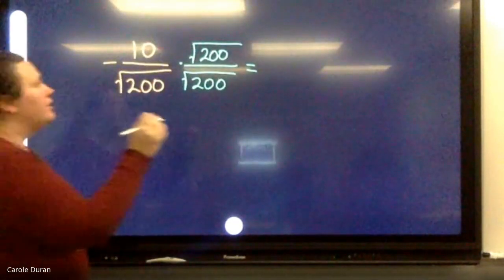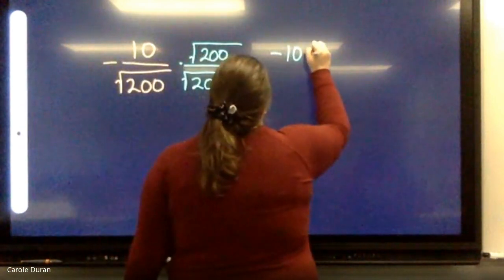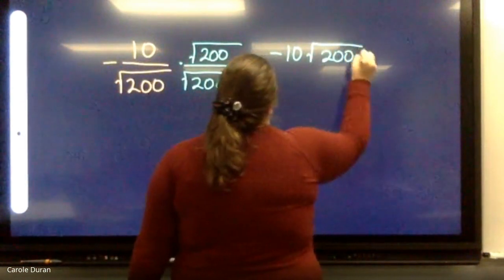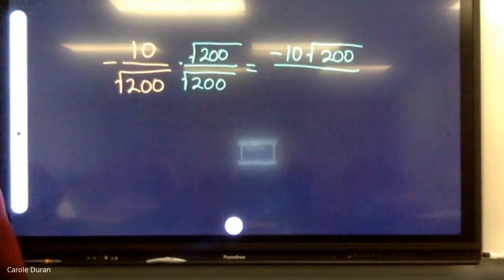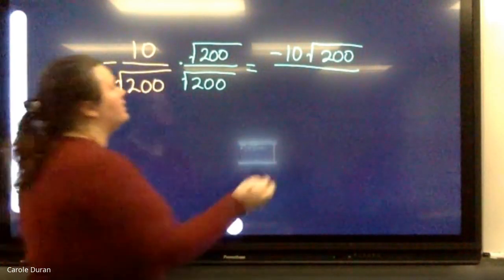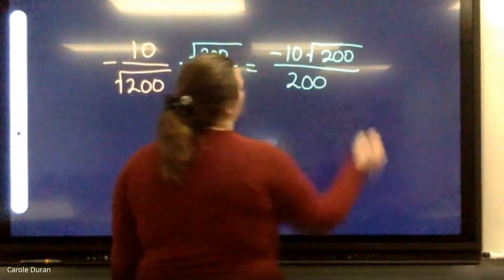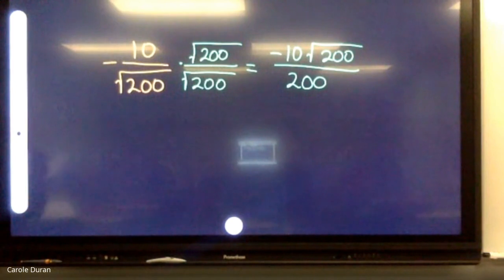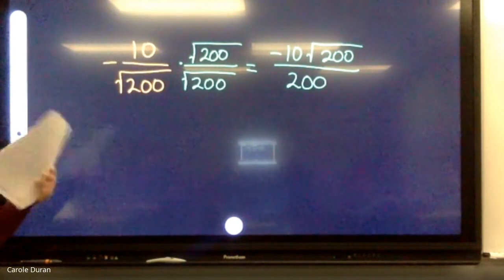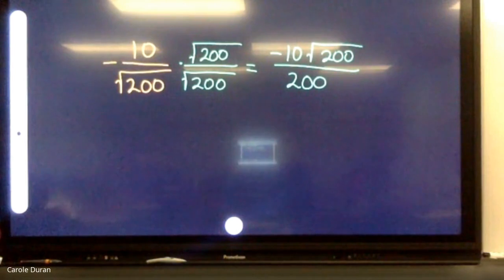So in the numerator, I get negative 10 times the square root of 200 over, what's the square root of 200 times the square root of 200? Just the 200 that's underneath the square root. We're going to pause here because we are not finished. What do we still have to do? We need to simplify that square root of 200.